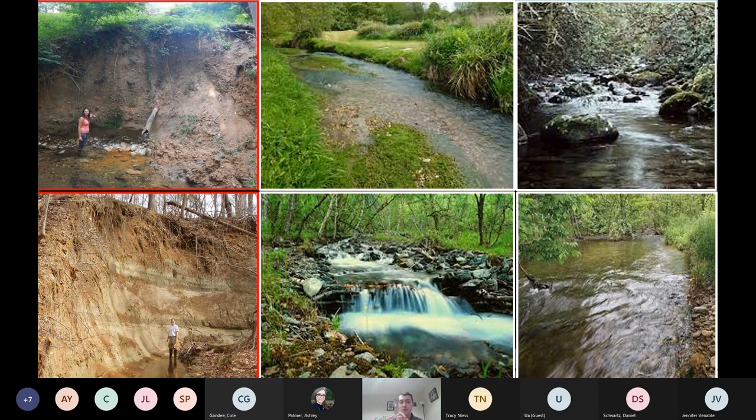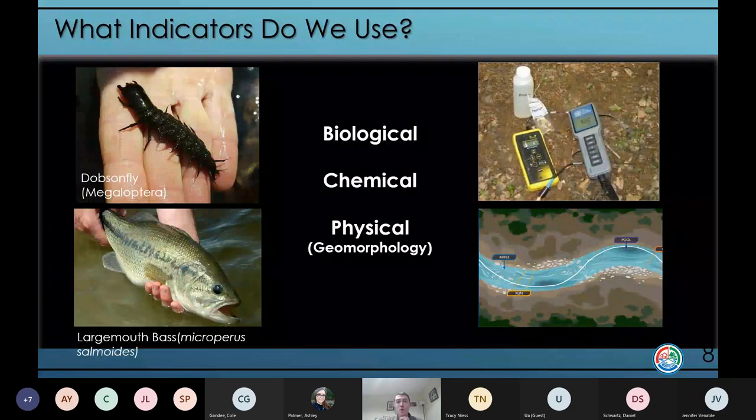So what indicators do we use to figure out whether or not a stream is healthy? As ecologists, we can't just go to a stream and have the stream tell us whether or not someone's polluting in it. We have to look for indicators, which are kind of like clues, as to whether or not the stream is healthy.